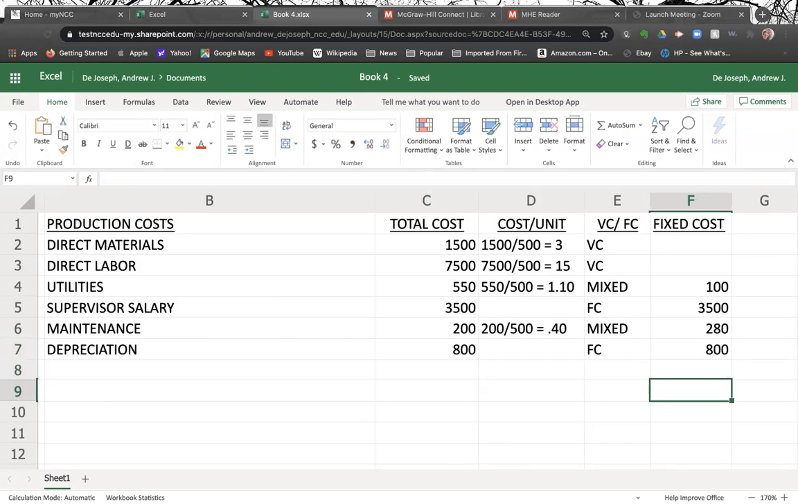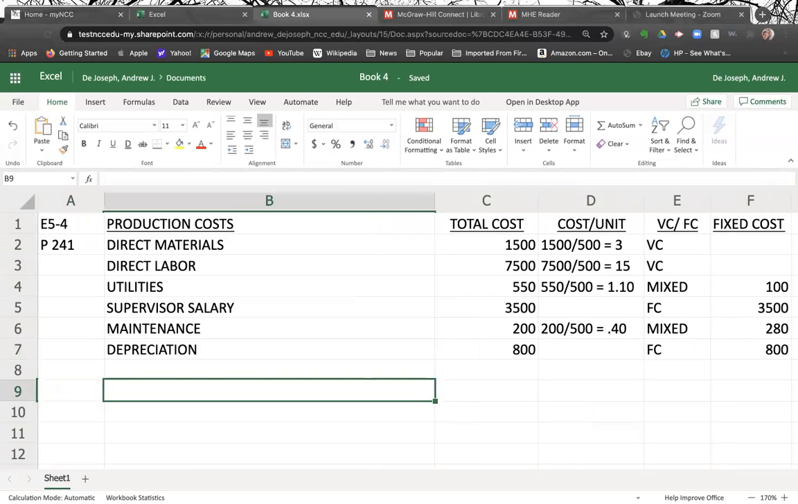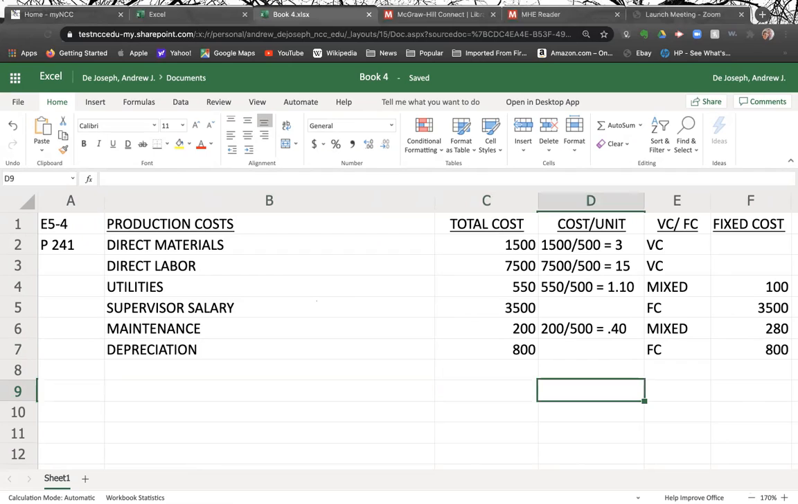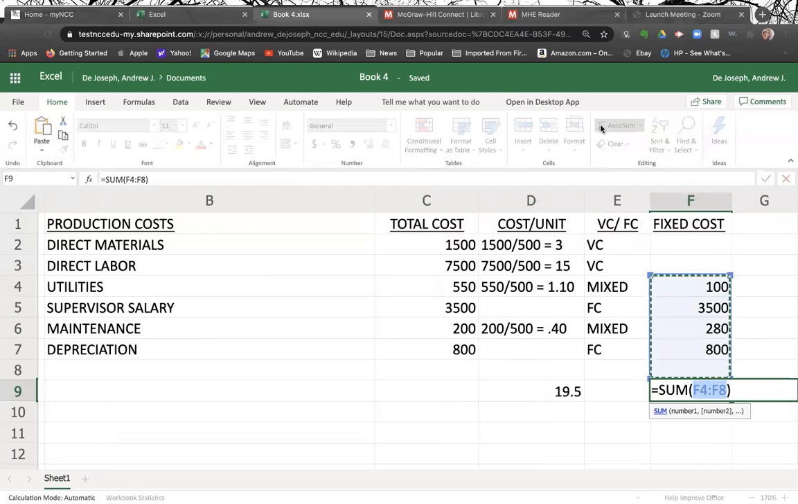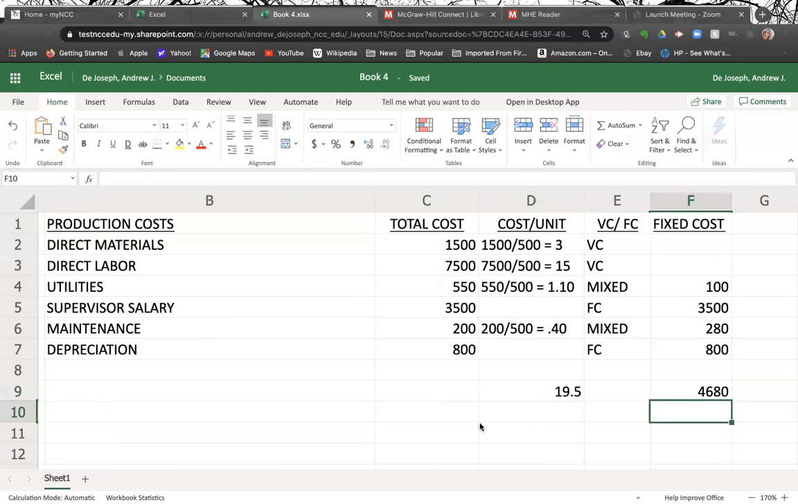Right. Now, total. What's the total cost per unit? Variable: $3 plus 15 plus $1.10 plus 40 cents. $19.50 per unit. The total fixed cost is $4,680. So that's your answer to the first part of the question.